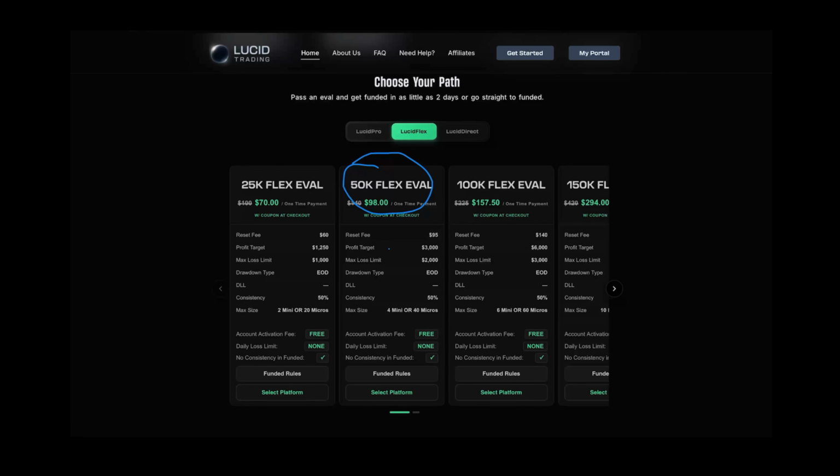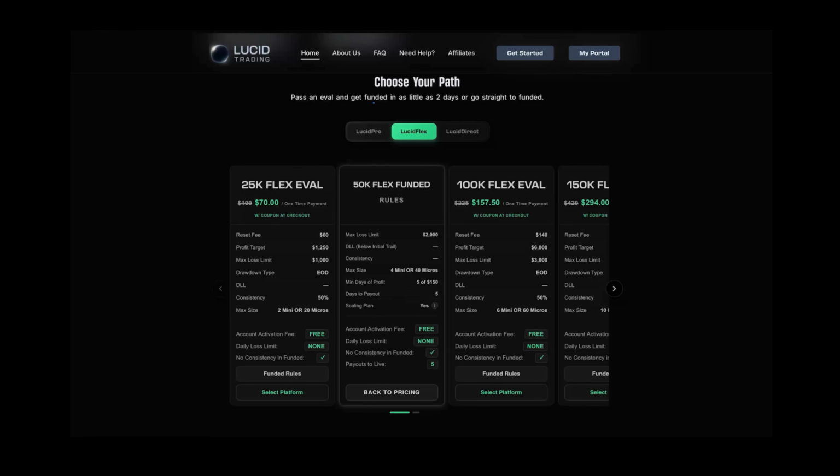I like this one because it's pretty flexible, and I think we have a good ratio between profit target and max loss limit. We have an end of day drawdown that of course I like. And the other thing that I really like is that in the funded phase, we have no consistency. So I think this is a bargain, because once you get funded, it's like a live account where you can take even big days with big profits without having problems with payouts. So I think this is really a great feature.